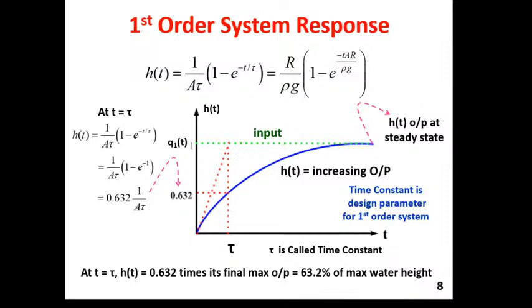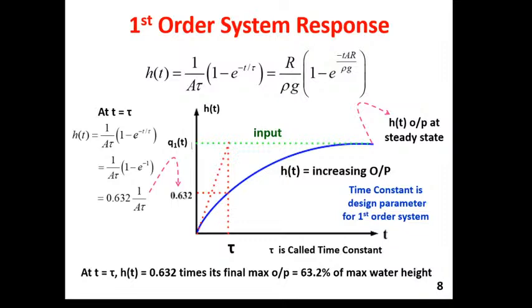The same equation is written at t is equal to tau. So, please look at the left side of the screen towards the middle. The same equation is written again, H(t) is equal to 1 by a tau, 1 minus e raised to minus t by tau. We are trying to find out what is the amplitude of the system, or what is the height of the liquid when t is equal to tau.